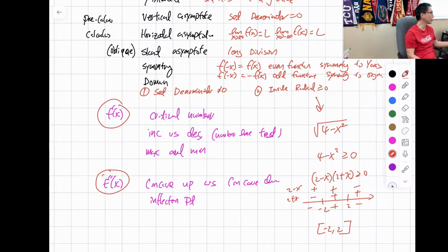If that root of 4 minus x squared was on the denominator, would it be open brackets? Yes. Very good observation. He says if it's on a denominator, then it'll be open brackets because you cannot equal 2 or negative 2, because you're going to get 1 over 0. And 1 over 0 is going to be undefined.